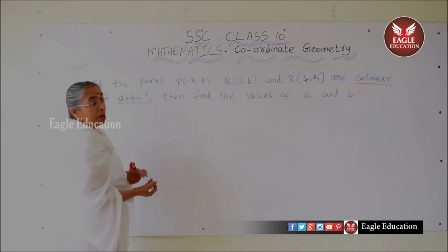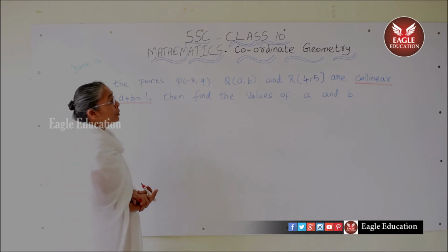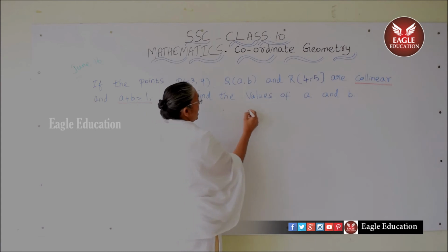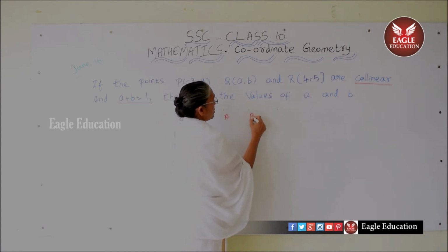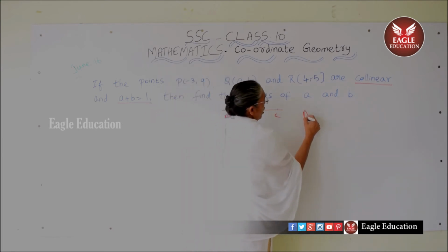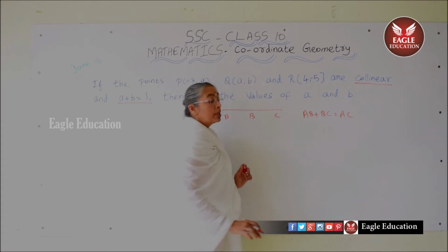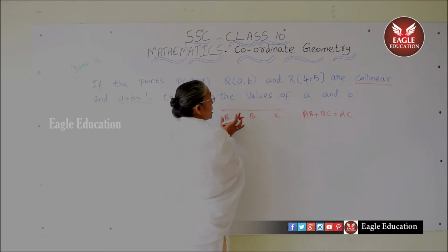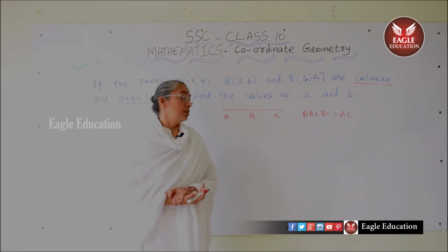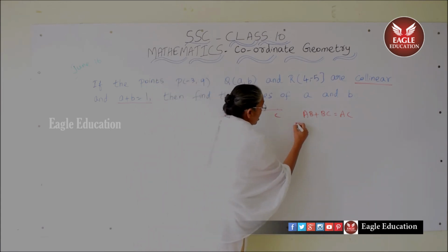Now first let us look at collinear points. When will we say the 3 points are collinear? Generally, to prove the given points are collinear we can use any of these 3 conditions. Suppose the points A, B, C are collinear, meaning the points lie on the same straight line. One way of proving they are collinear is AB plus BC is equal to AC. Another way is to prove the slope of AB is equal to the slope of BC. Another way is that the area of the triangle formed by the vertices A, B, C is 0.